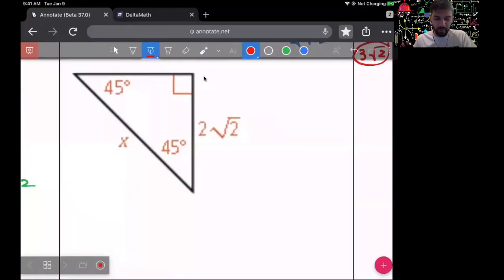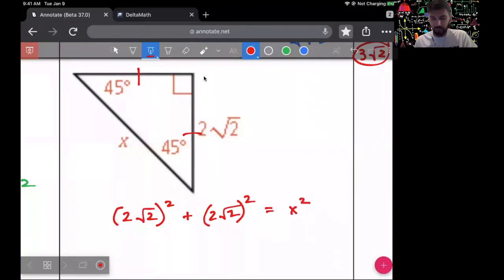Let's talk about this 45, 45, 90. It's an isosceles, so that means that these 2 lengths are equal to each other. It's going to be a squared, so I'm using this as a. B squared is this other leg, which is the same thing again. So plus the same thing again squared, plus 2 square root 2 squared equals x squared.